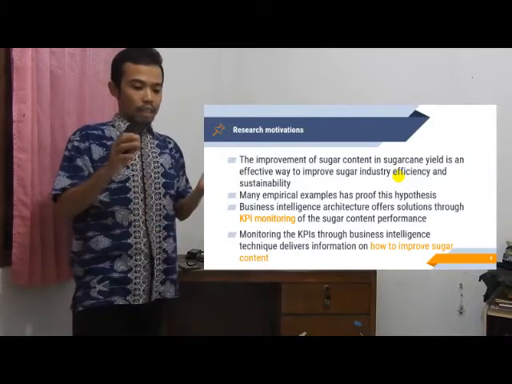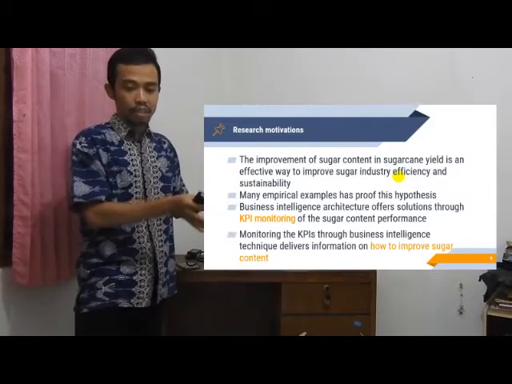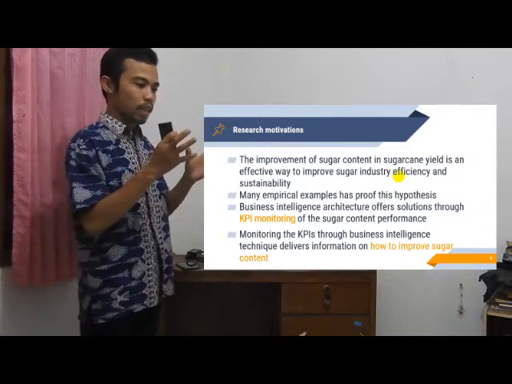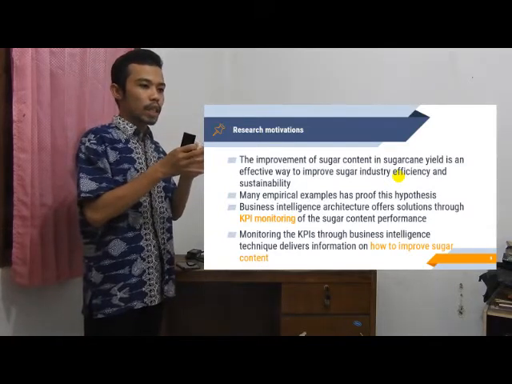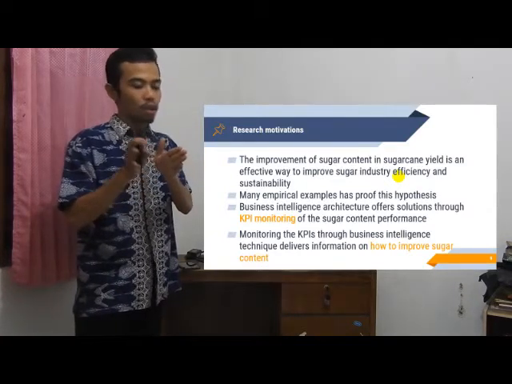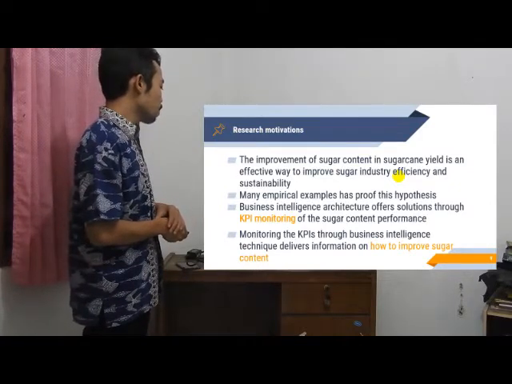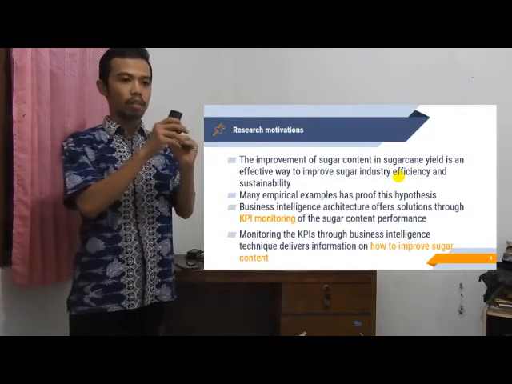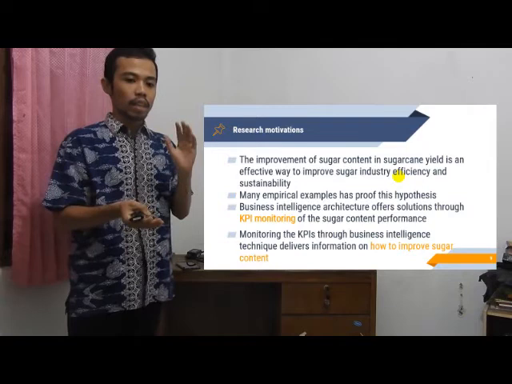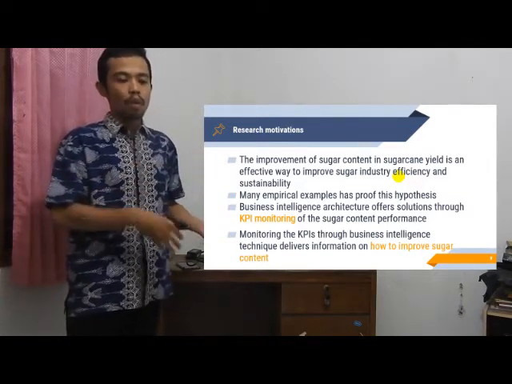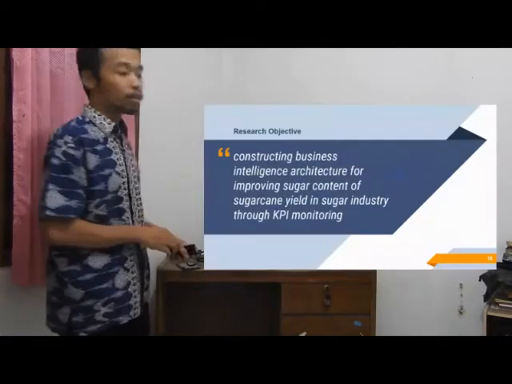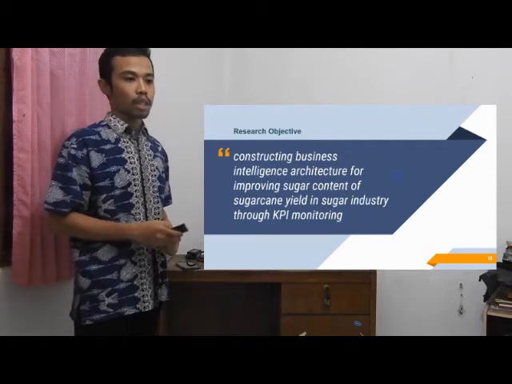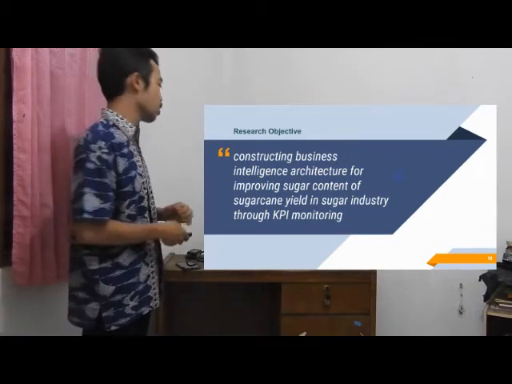The research motivation links business intelligence to sugar content and the sugar industry: improving sugar content is very possible. Business intelligence has the ability to monitor the sugar content based on relevant or specific attributes. Many empirical examples also prove that improving sugar content is possible using many methods, but in this case we apply the business intelligence approach. The research objective of this paper is to construct a business intelligence architecture for improving the sugar content of sugar cane yields through specific KPIs.